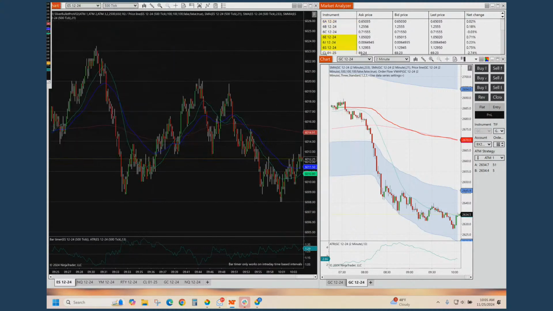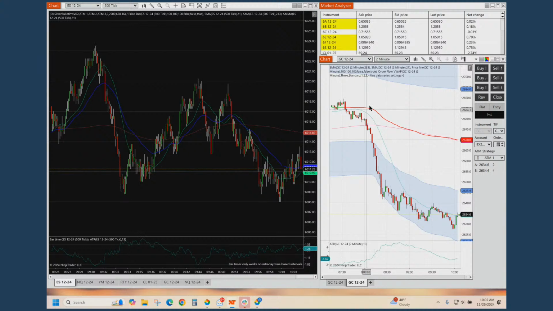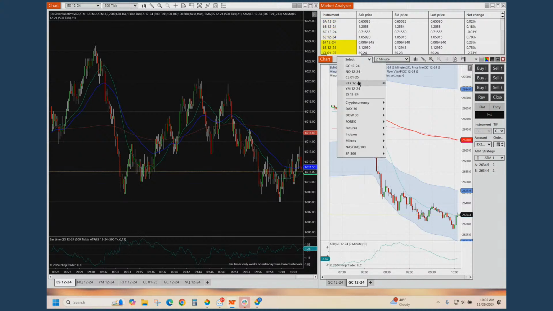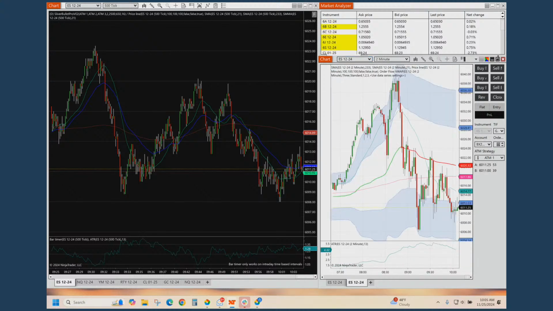No, this is not really required. I can use the chart that's on the screen now. So let me change it to ES. All right.